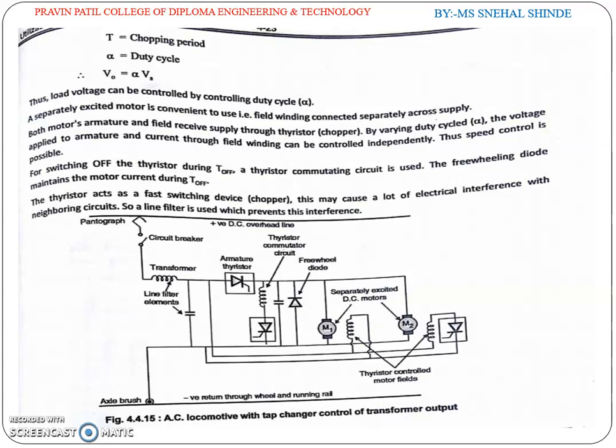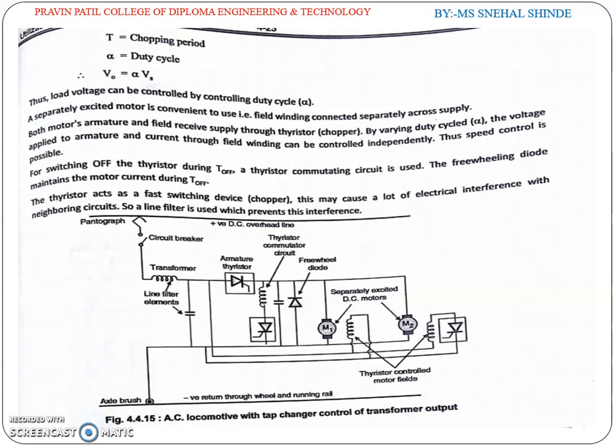The thyristor acts as a fast switching device in the chopper. This may cause a lot of electrical interference with neighboring circuits, so a line filter is used which prevents this interference. Here is the positive DC overhead line and the negative return through the wheel and running rail. In this mode, between an AC locomotive with tap changer control, the transformer output is there.